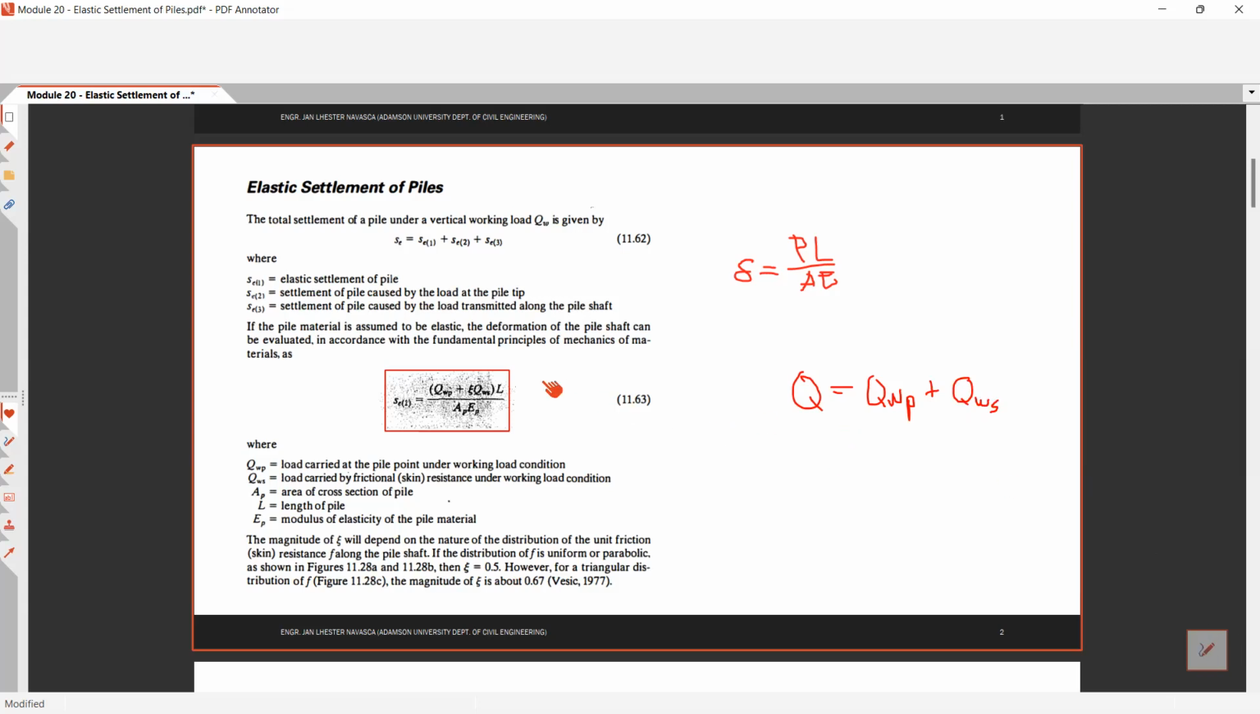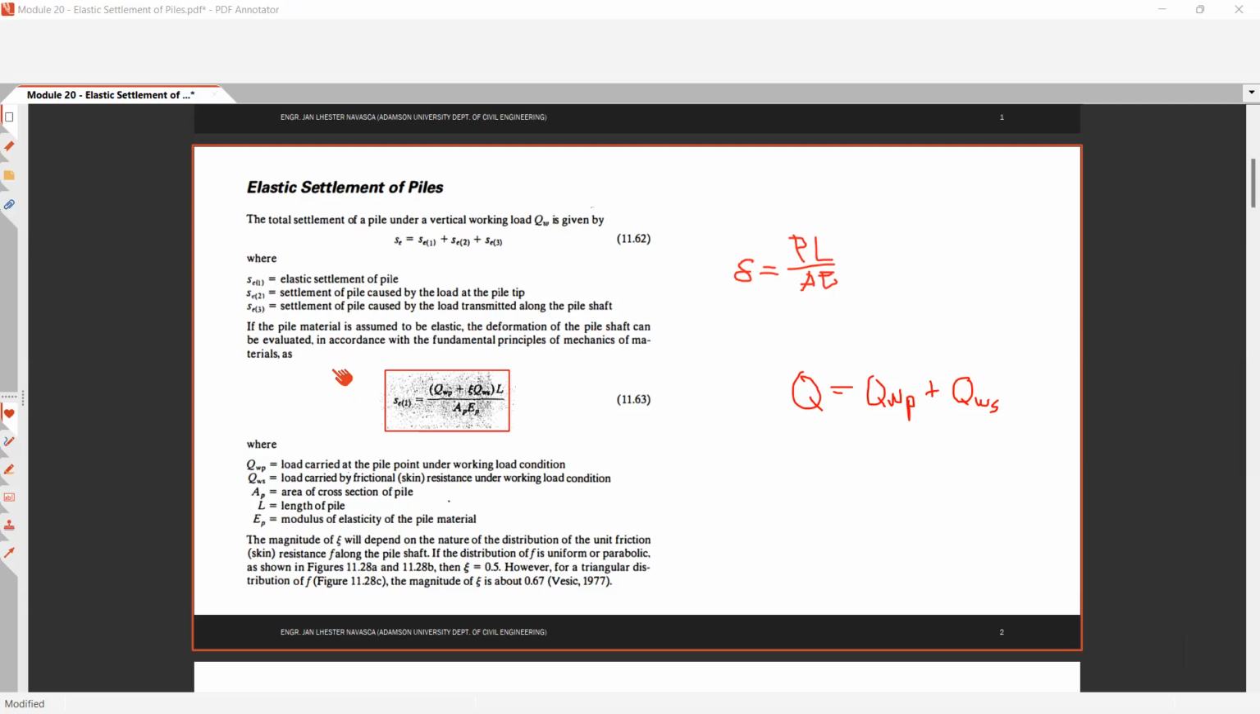Okay, so mapapansin nyo, meron siyang epsilon, magnitude epsilon. Okay, so before we discuss yung epsilon, the formula is Q sub WP is the load carried under the pile point, okay, working load condition. QWS is the load carried by the frictional resistance. A sub P is the area of the cross section of the pile. L is the length of pile, and E sub P is the modulus of elasticity of the pile material.